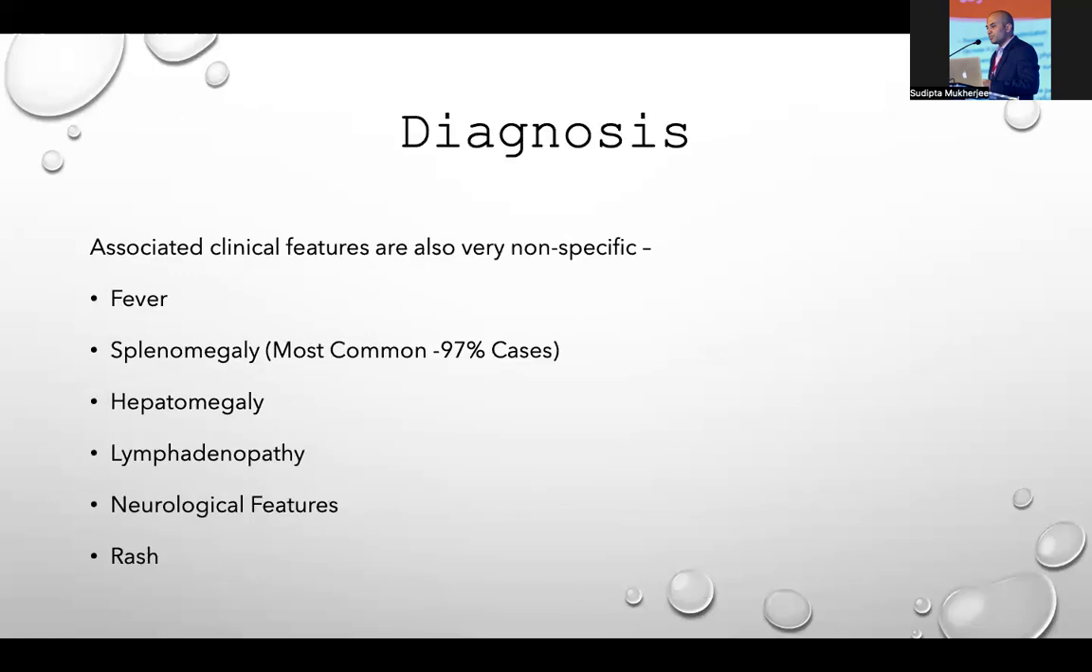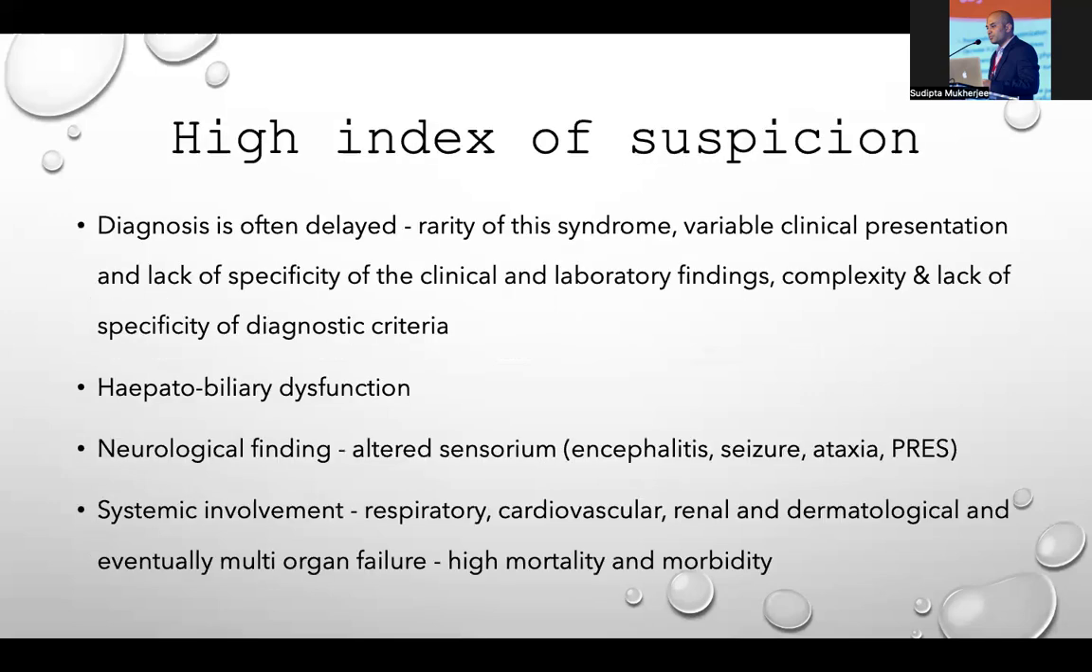How to diagnose? As I mentioned, this is not a very common disease. So whenever we get patients with fever and bicytopenia and without any definitive source of sepsis, this should be one of our differential diagnoses. The rest of the clinical features are very non-specific, like fever, splenomegaly, which is very common, present in more than 90% of cases, hepatomegaly, lymphadenopathy, neurological features, and rash. So to diagnose it, we should have a very high index of suspicion.